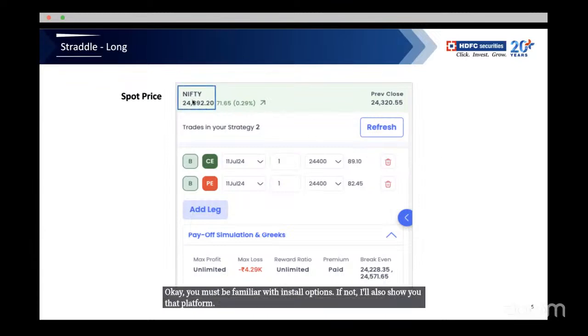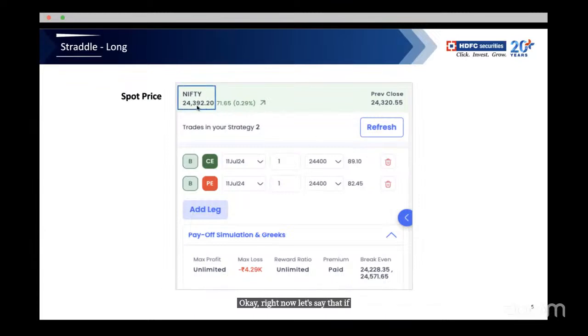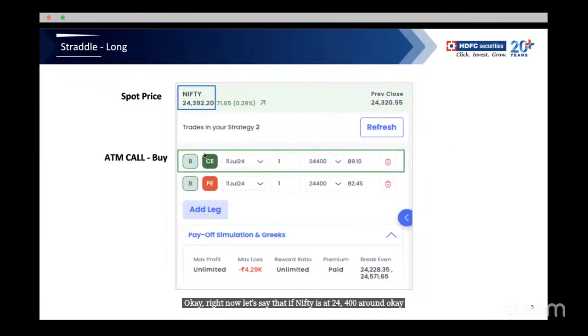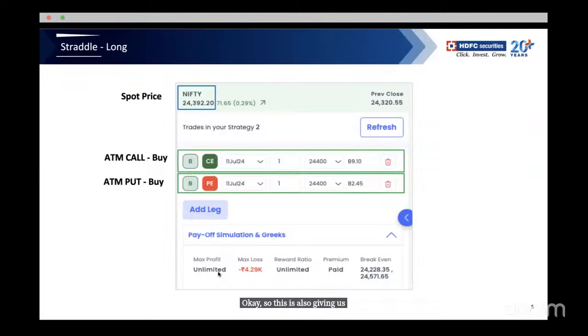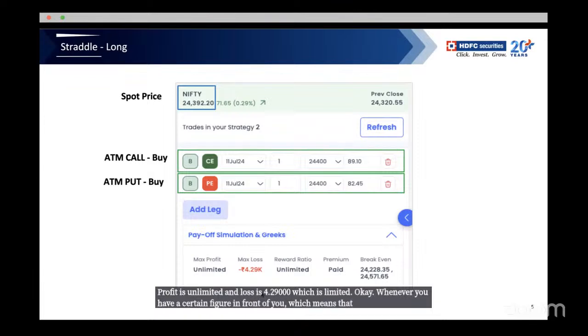Okay, right now, let's say that if Nifty is at 24,400 around, spot price. We have to buy one call. So we chose the ATM strike. So the nearest strike is 24,400. Okay, call and put both we have bought here. Okay, so this is also giving us the summary of this strategy. Profit is unlimited and loss is 4.29 thousand, which is limited. Okay, whenever you have a certain figure in front of you, it means that the loss is limited, right? It's not unlimited. Profit is unlimited over here.